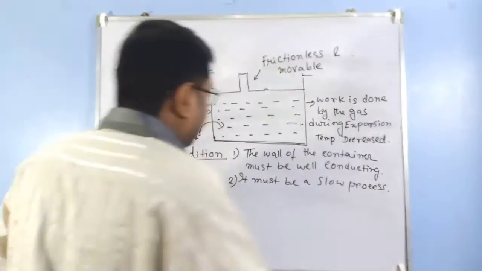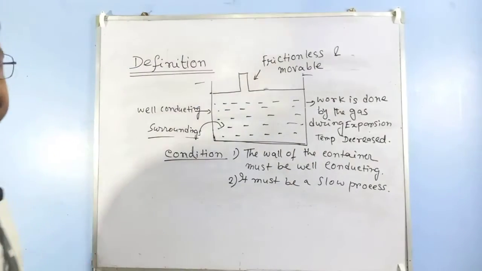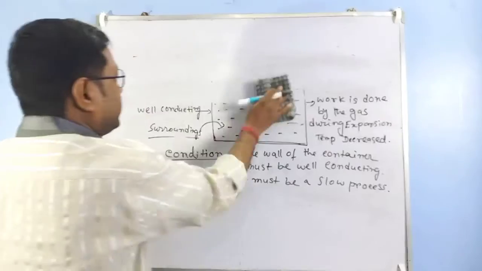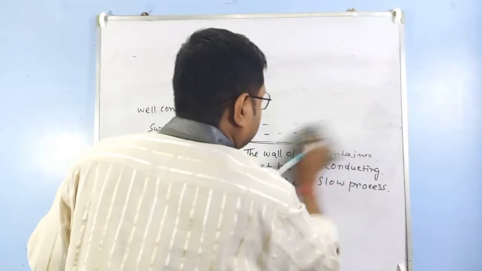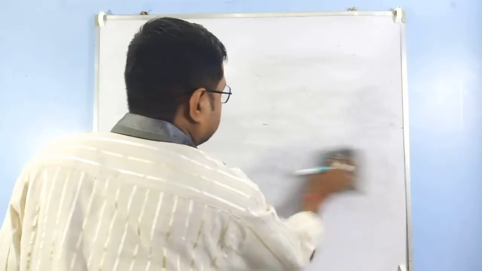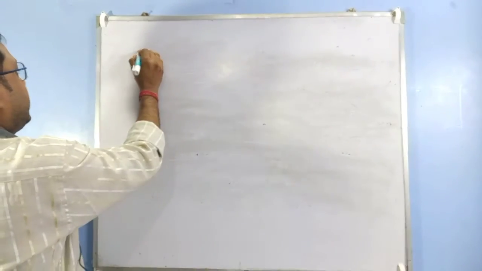Now, what is the relation between thermodynamic variables, that is pressure and volume, in an isothermal process? So again we can now go with the relation.